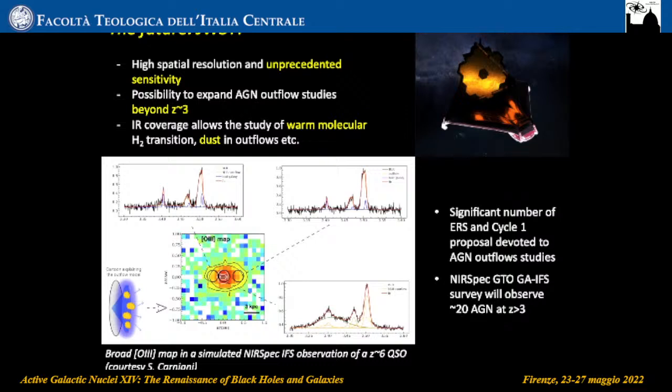So my last minute about the future. As you know, JWST will soon, in a few weeks, start taking the first scientific data. This is a simulation of what you can do at redshift 6 with the JWST. This is opening up a whole new window at high redshift to such spatially resolved studies of AGN outflows and feedback, and also making it possible to study not only the ionized phase, but also the warm molecular phase through the H2 transition in the near infrared.